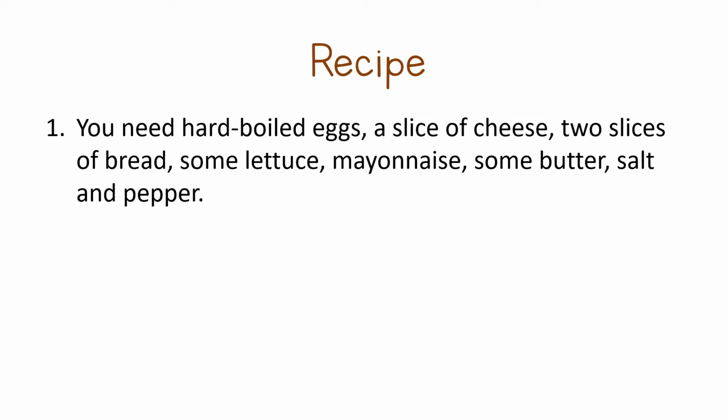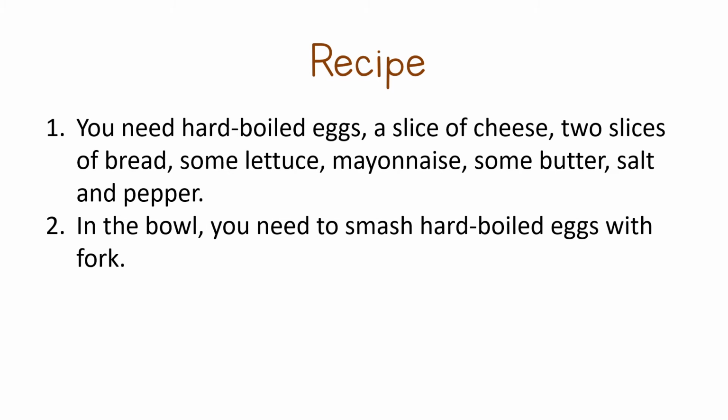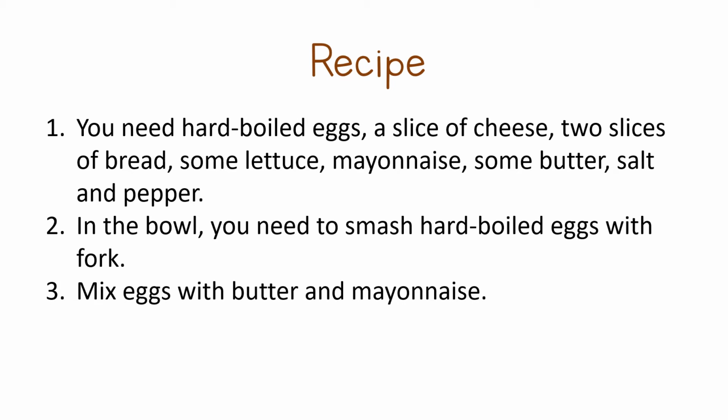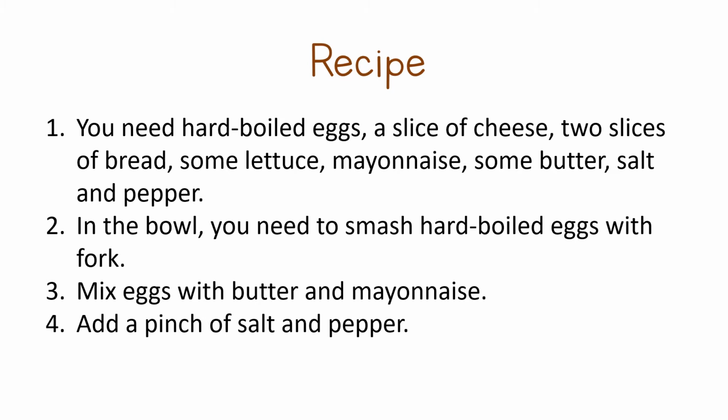The first step, you need to have hard-boiled eggs, a slice of cheese, 2 slices of bread, some lettuce, mayonnaise, some butter, salt and pepper to season it. In the bowl, you need to smash hard-boiled eggs with fork. Mix eggs with butter and mayonnaise. Step number 4, you need to add a pinch of salt and pepper to season it.